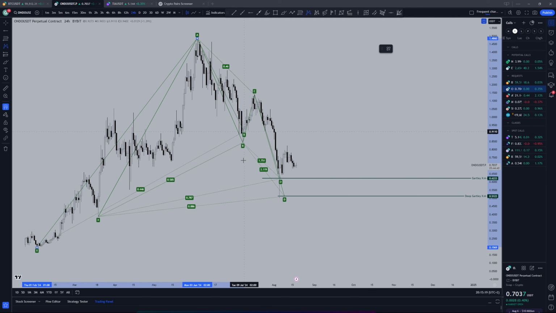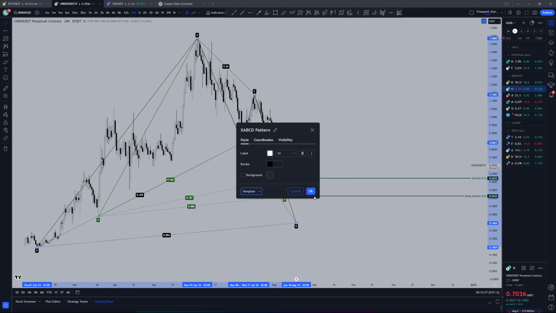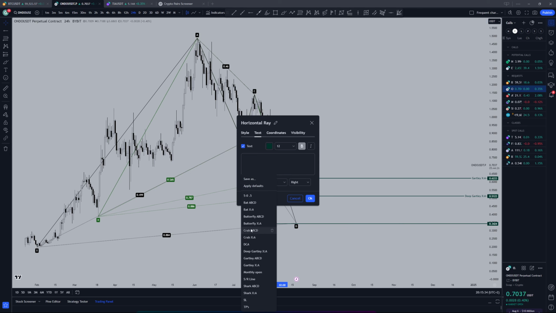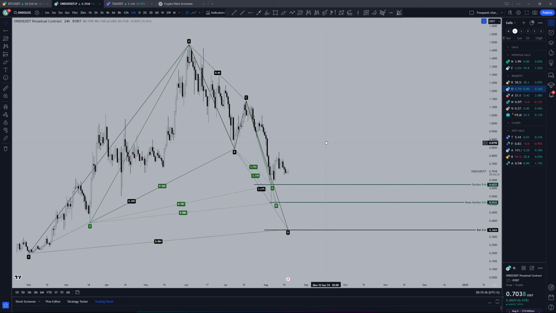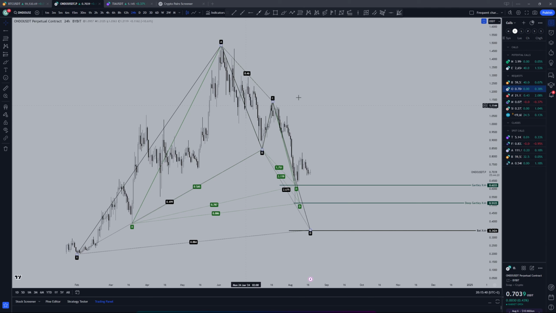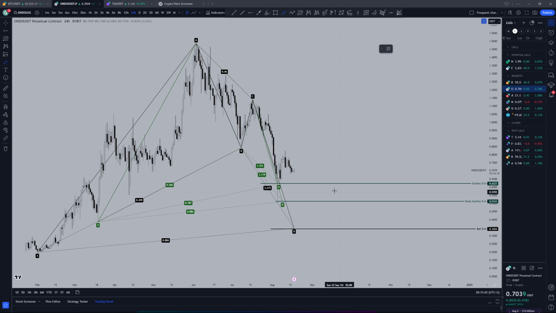And I do think we also have a bat over here. So we also have a bat over here, somewhere right over there. So these would kind of be my macro levels for Ondo. Every time we touch these levels, I think these are good buys.